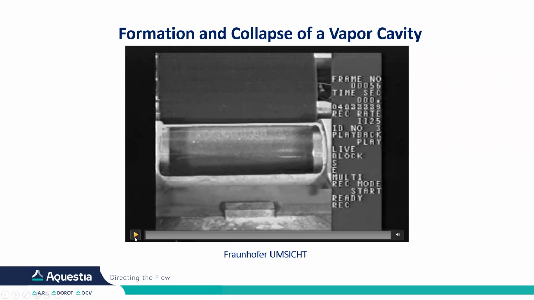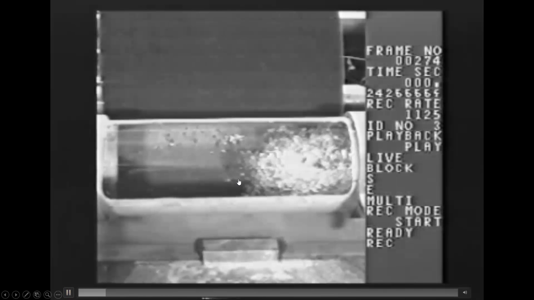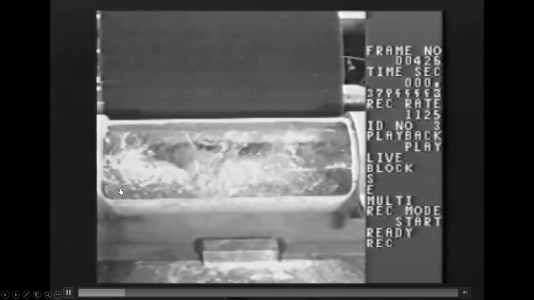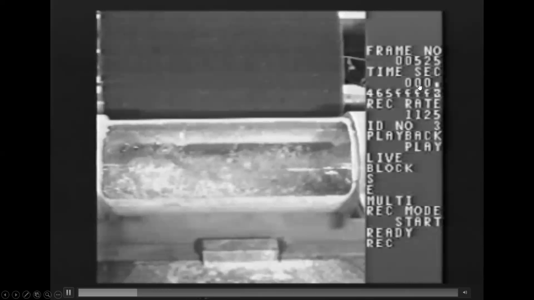So let's look at this very interesting video. You can see the time. Okay. You see the formation of the vapor cavity. You see the liquid transforms into vapor. The pressure goes below vapor pressure. So we have the formation of the vapor cavity. Not even 1 second.